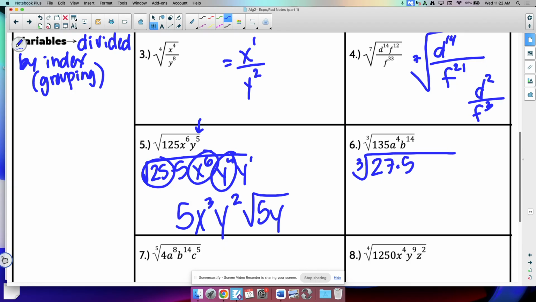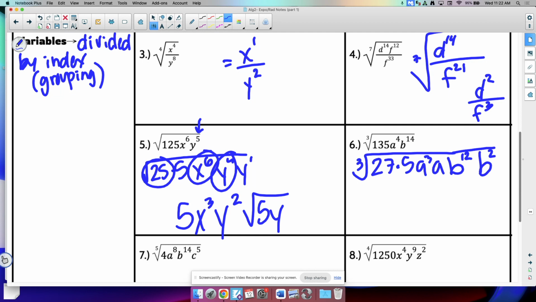3. So a to the 4th, can we evenly divide a 4 with a 3? No, but what is the biggest number smaller than 4 that we could divide by 3? 3. And then how many are left over? 1. We still need 4 total. B, can 14 evenly be divided by 3? No, but what number could be divided by 3? How many are left over? 2. The line that I have written down right there is the most important line.